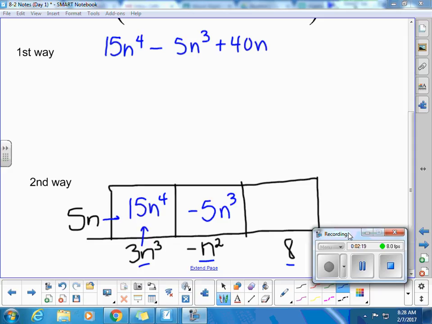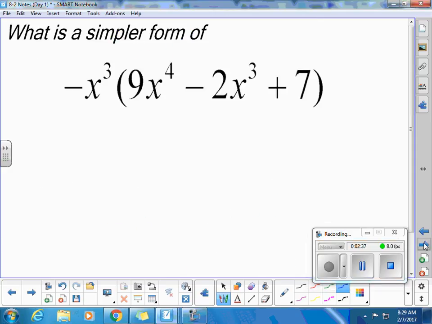And the 5n times the 8, which is a positive 40n. So that you would just write that out of the box then, which is the same as up above. So the box again makes it stay nice and neat if you like that better. Let's go on to the next one. Let's just try the box this time.